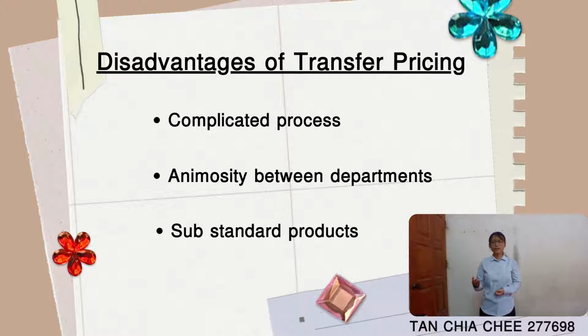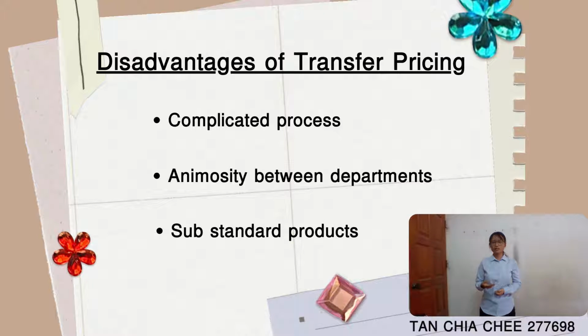It is also a complicated process because companies need to obtain the detailed information, which includes industrial analysis, business information about group company, related party transaction, and determine the market price by implementing a benchmarking exercise. To obtain detailed information as I stated just now, it will increase companies' cost to prepare a complete transfer pricing report. The second disadvantage of transfer pricing is animosity between departments.